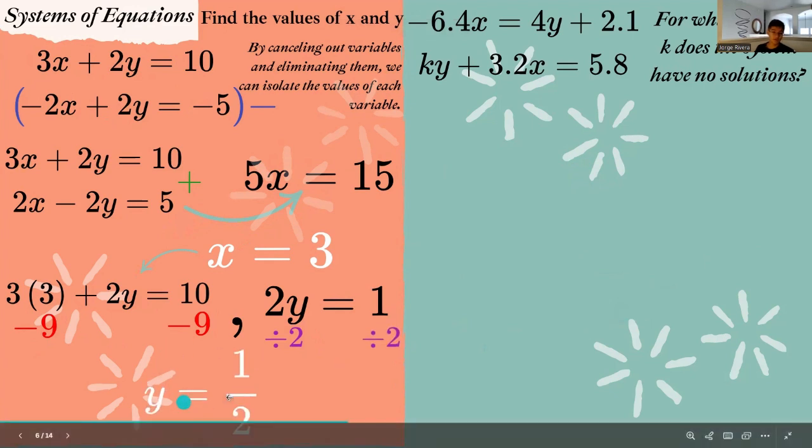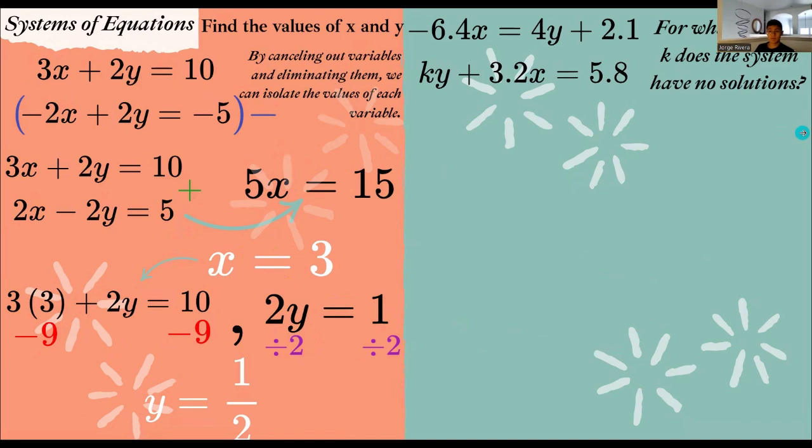And that's going to give us the y value is going to be 1 over. So that's basically how we do it. So here's another one. I'm going to skim over this. So for what value of k does the system have no solution?